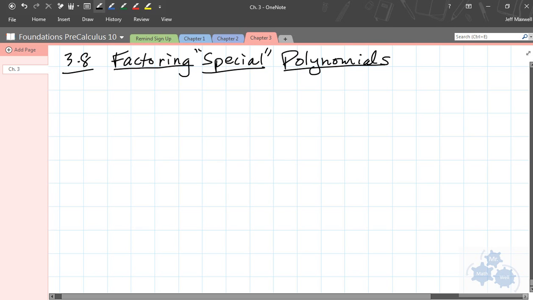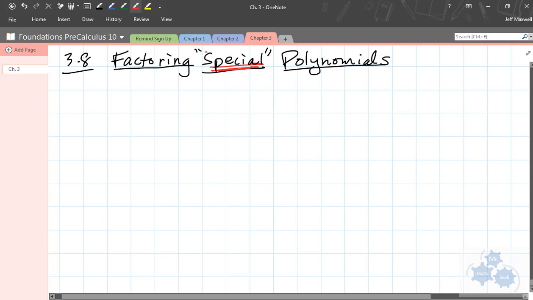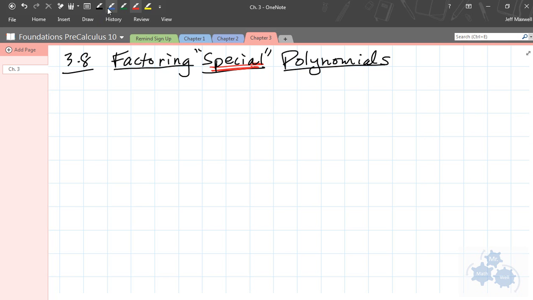Okay, section 3.8, Foundations of Math and Pre-Calculus 10, page 188, is factoring special polynomials. So, special, put a little quotation behind special. Everyone likes to feel special, and it's good to know that there are some polynomials in math that are special. All right, let's take a look at some examples here.